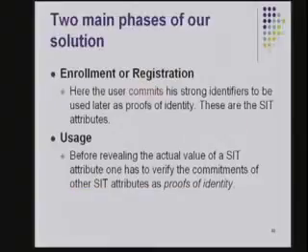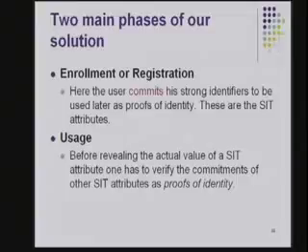So there are two main phases of our solution. First is when we enroll or register. Here the user commits his strong identifiers to be used later as proofs of identity. Now these are the SIT attributes which I had described earlier. So once this commitment is made, the user can prove that he knows the value of this attribute by presenting some other numbers without presenting the value of the actual attribute. So I can prove that I know that my social security number is so and so without really giving you the actual number. Okay? So these proofs are stored with something called the registrar.